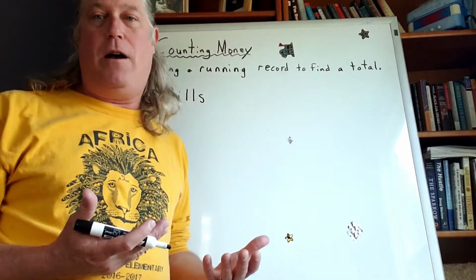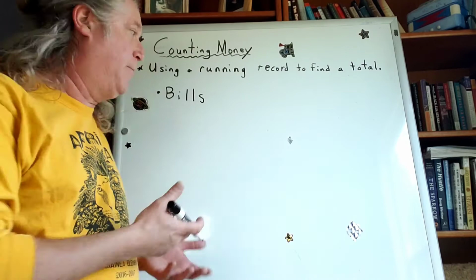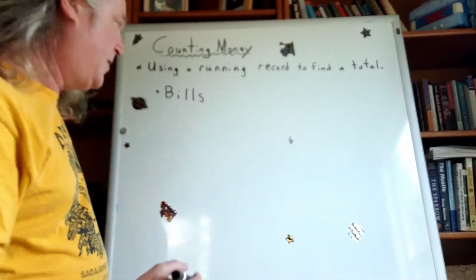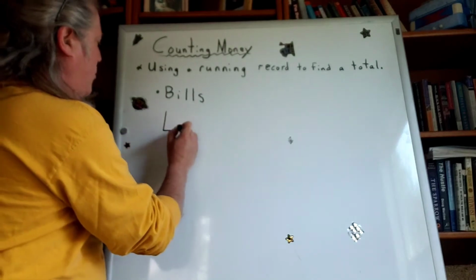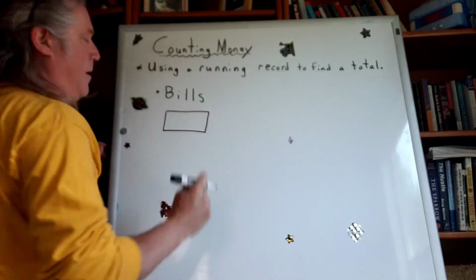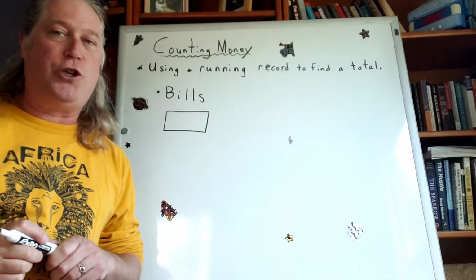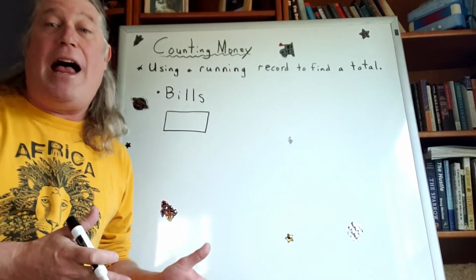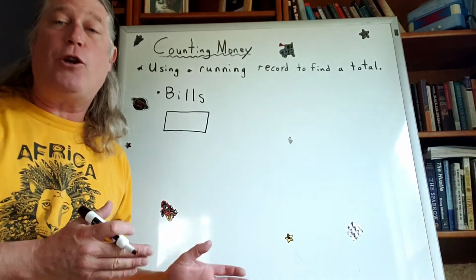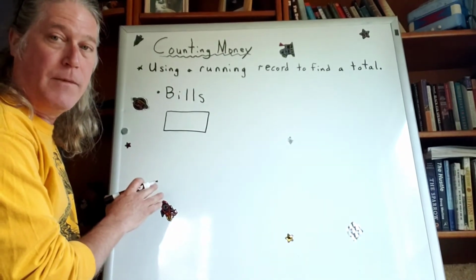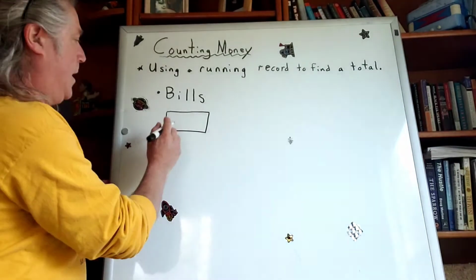Now, I don't have money with me today to use as an example, but that's okay. We can draw money, and when we draw bills, the first thing we do is draw a rectangle. And you've been working with money a little bit, so you should know that to find out the value of a bill, you look in the corner. And so when we draw our bills, you're going to put the value in the corner.